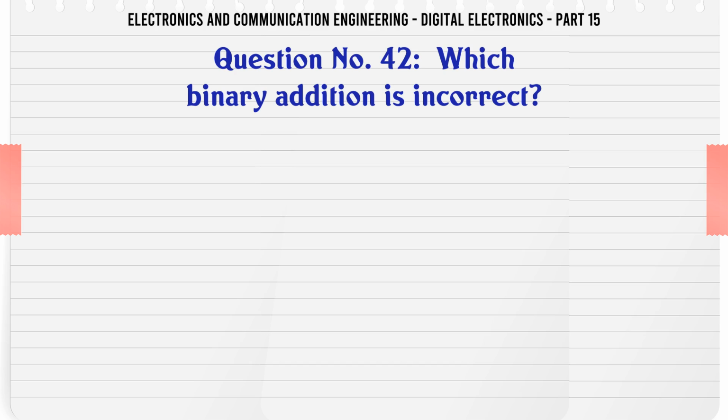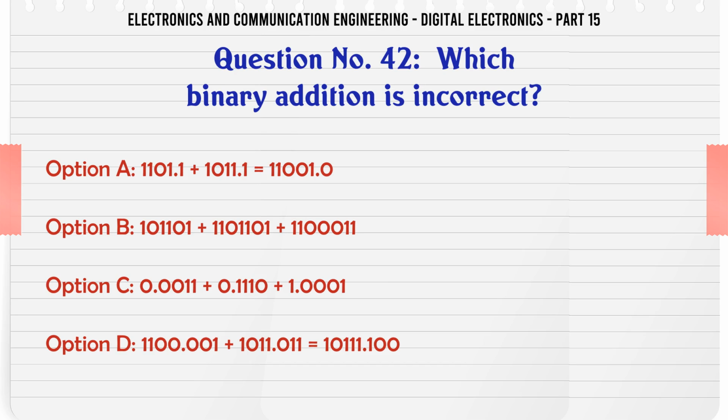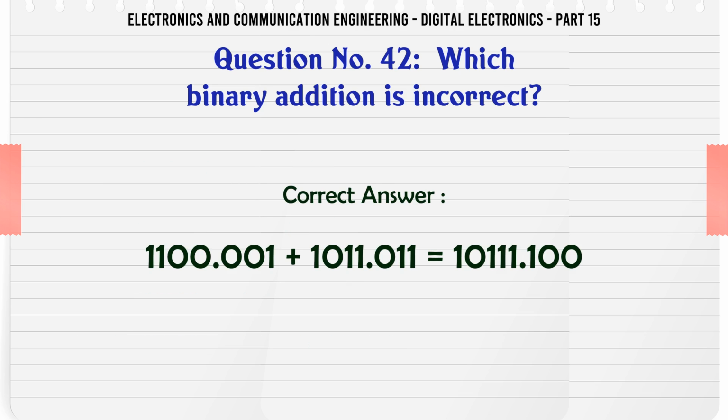Which binary addition is incorrect? A. 1100 and 1.1, 1000 and 11.1, 11000 and 1.0. B. 101101, 11011011000011. C. 0.001101, 111001.0001. D. 1100.00111000 and 11.01110, 111.100. The correct answer is D.